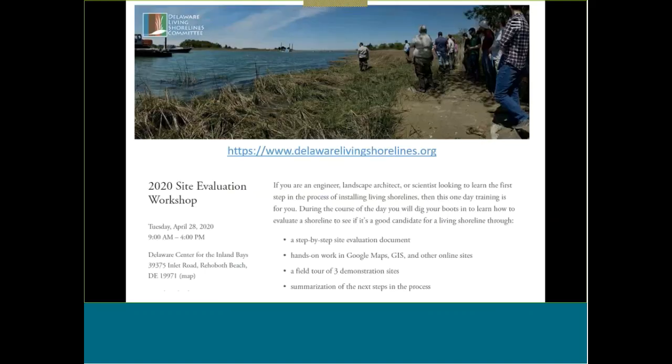And lastly, the past 2 or 3 years, we've held a full-day workshop on site evaluation that includes a major field component. So it's half-day classroom, half-day field, where we're looking at 3 demonstration sites and walking through the site evaluation guidance and worksheet along with the students. This has been very successful in the past, and we look forward to continuing it in the future. It was originally scheduled for April. It has been postponed. But keep your eye out on the website that's linked here for updates.